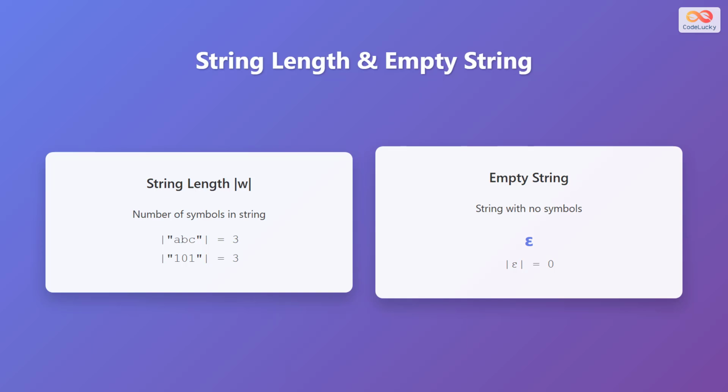Let's learn about the length of a string and the concept of an empty string. The length of a string, denoted as |W|, is the number of symbols in the string. For example, the length of the string ABC is 3, and the length of the string 101 is also 3. Now let's define the empty string. The empty string, often denoted by the Greek letter epsilon, is a string with no symbols. Therefore, the length of the empty string is 0.